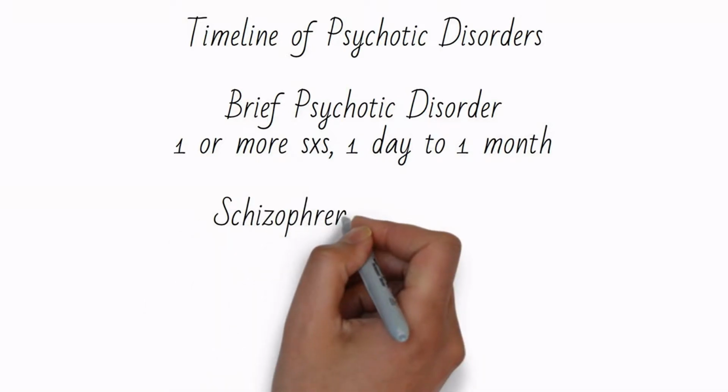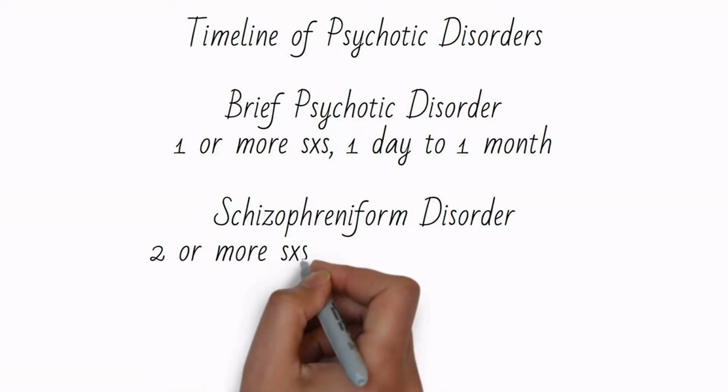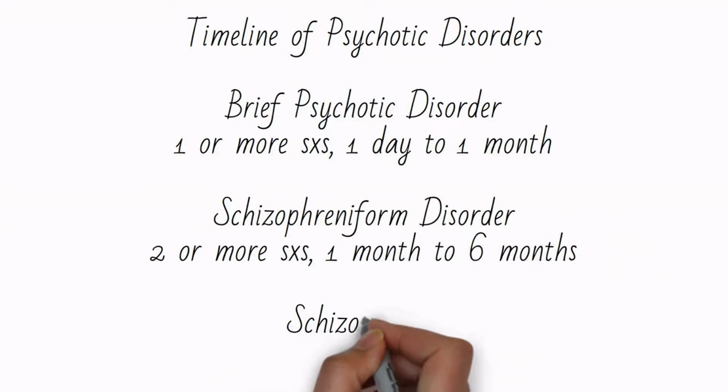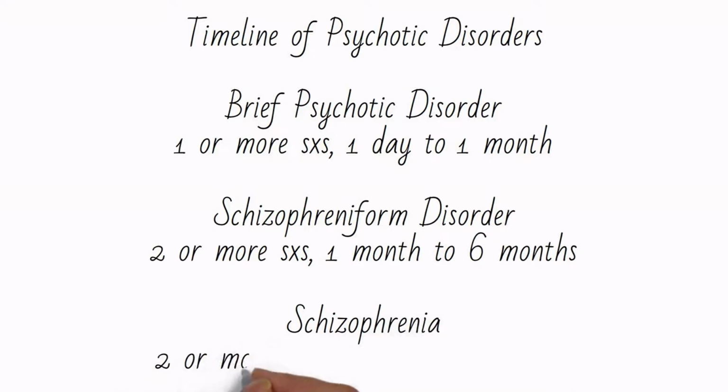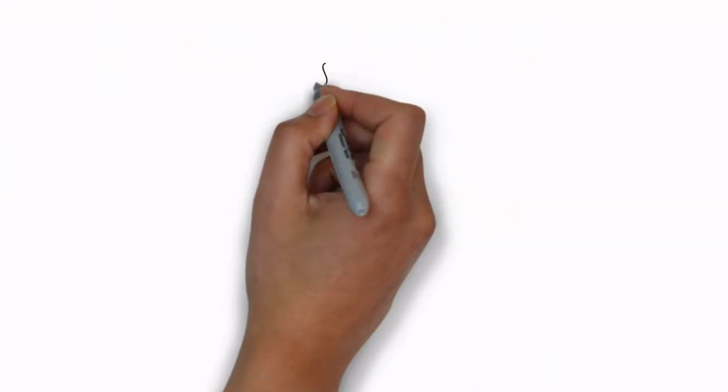Brief psychotic disorder only requires one symptom and lasts 1 day to 1 month. If the symptoms persist for 1 to 6 months and there are 2 symptoms present, it becomes schizophreniform disorder. Finally, schizophrenia is diagnosed if there are 2 or more symptoms and duration is more than 6 months.